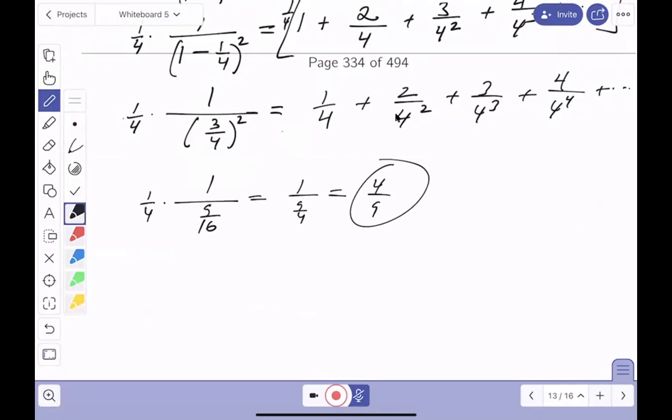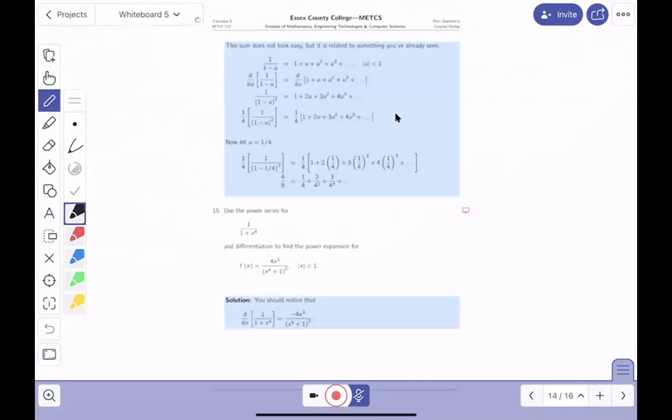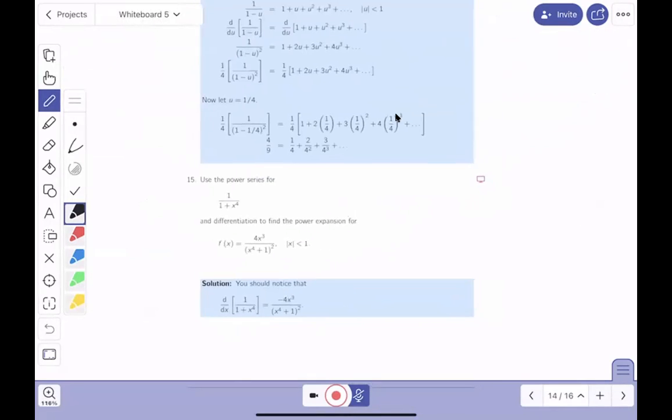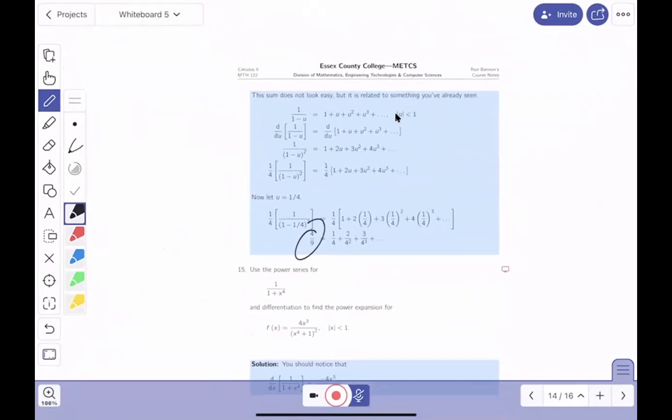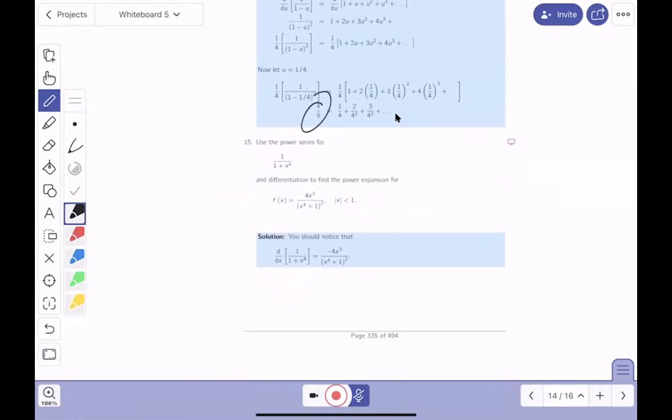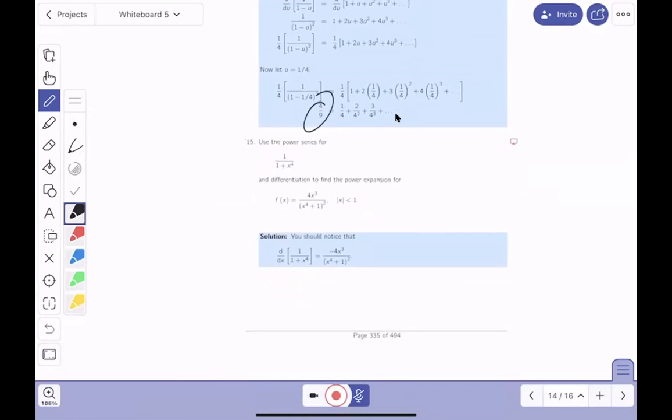My recommendation: go to the next page and see it. It's right over here, 4/9. Now you might look at the work and say, oh, their work looks different. Your work is really not much different. All right. Use a power series for this to find, and differentiate to find the power series of that.